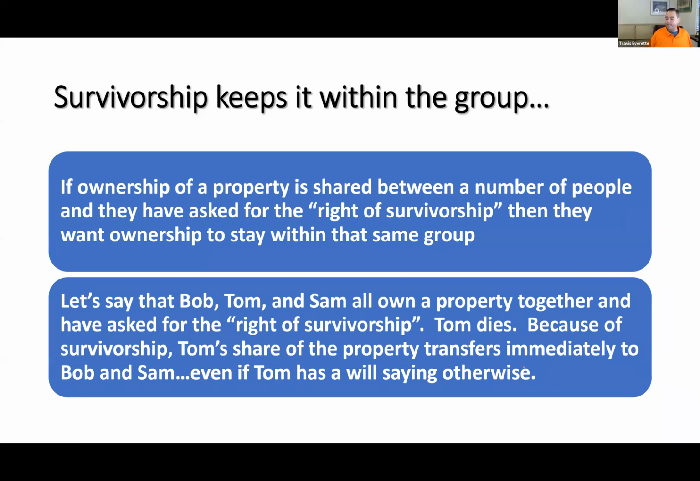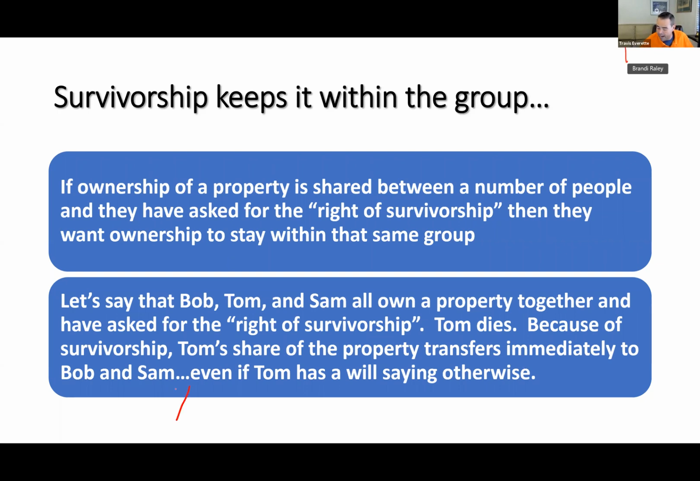So look at the example I've given you here. It says, let's say that Bob, Tom, and Sam all own a property together and have asked for the right of survivorship. Tom dies. Because of this right of survivorship, Tom's share of the property transfers immediately to Bob and Sam because they are the what? The survivors. The survivors, right?